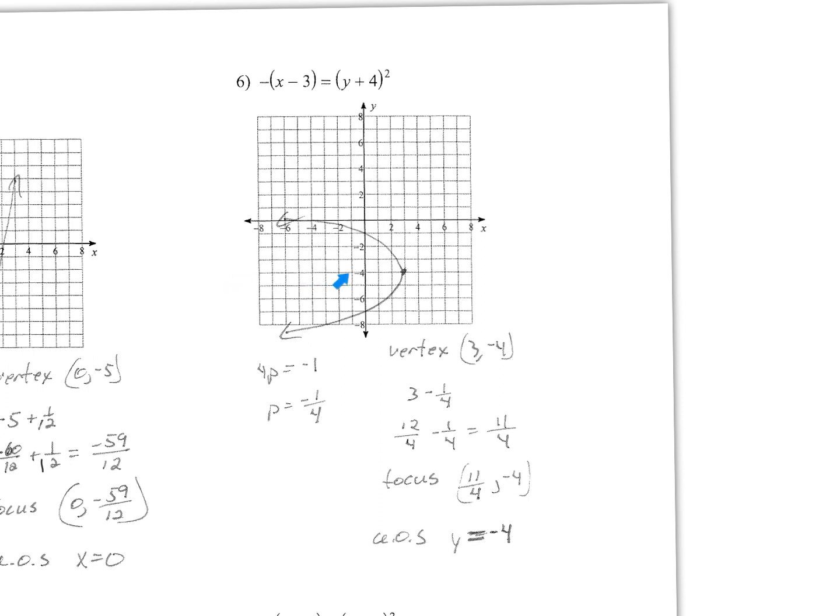The axis of symmetry is going to be a horizontal line at the y value negative 4, so that would be y equals negative 4.